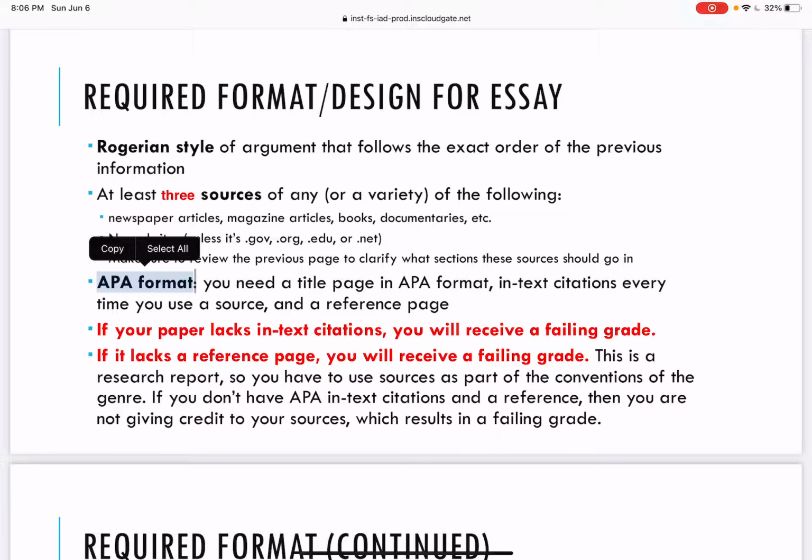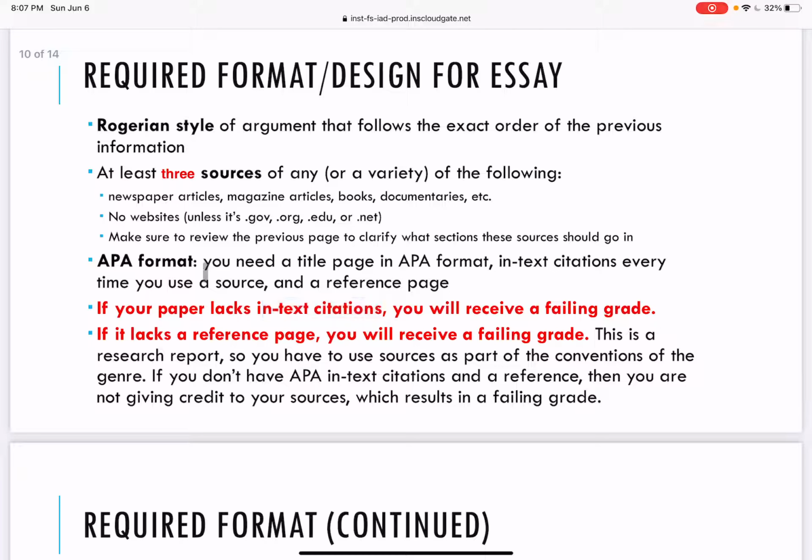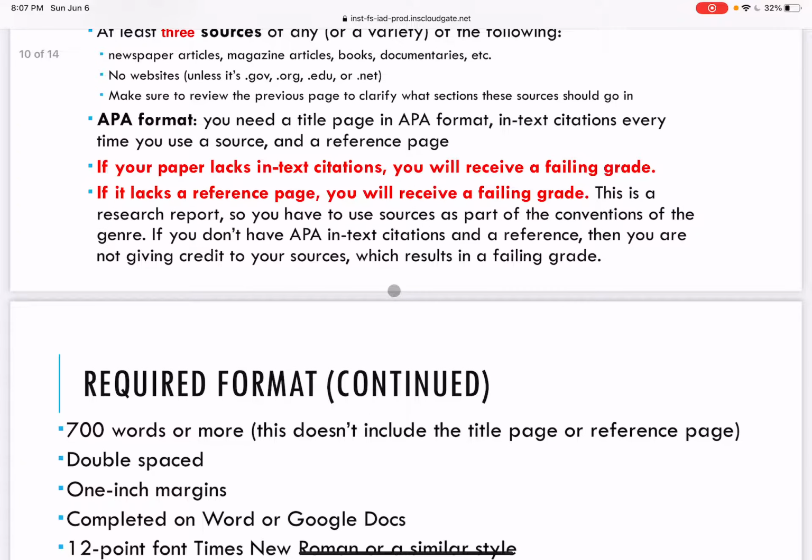APA is very technical, so don't hesitate to email me or meet with me on Zoom to go over that in more detail. But just remember that this is a research essay, so if there are no in-text citations, it's an automatic failing grade. And if it lacks a reference page as well, it's a failing grade because it's a research report. So you always want to give credit when you're using these sources in the essay. Otherwise, I won't know that you used a source, your audience doesn't know, and you lose that credibility. They go together. You need both.